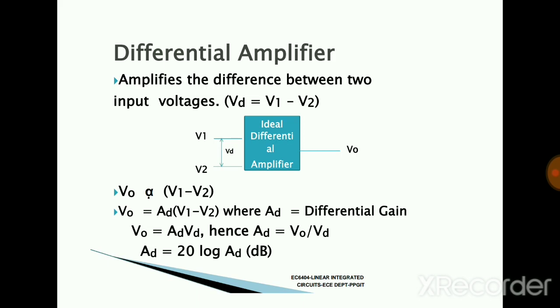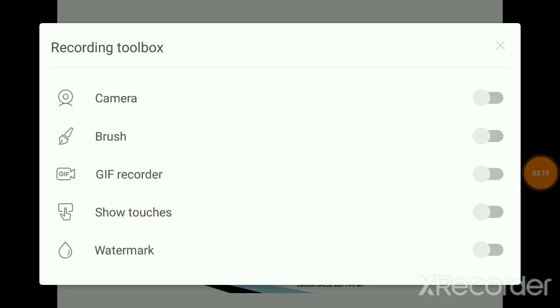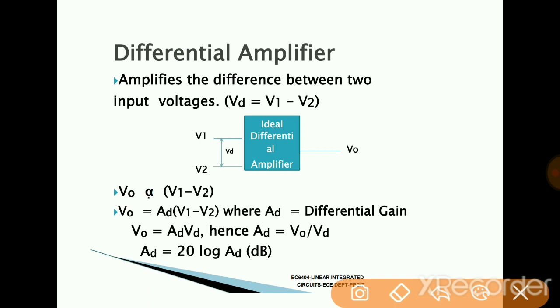In this session, we have discussed AD, which is called the differential gain. The differential gain AD is equal to V0 by VD. The next topic we are going to discuss is the common mode gain.